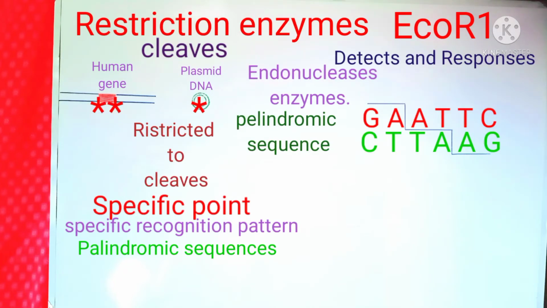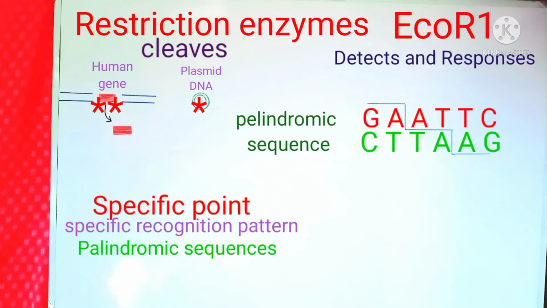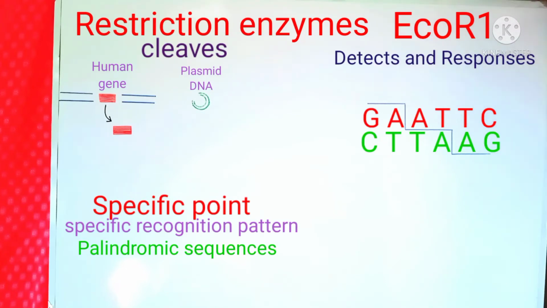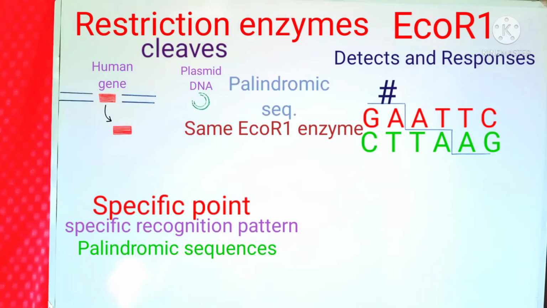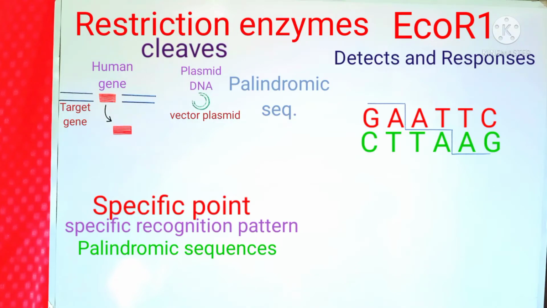Now this DNA segment that is called a human gene leaves from here. Now our target gene has been cut out. Now what do we need to do for this target gene? See, for its insertion, we need to cut out the plasmid vector and also treat it with the same EcoR1 enzyme so that we can create the palindromic sequence like this. Here it is necessary to keep in mind that the target gene and the vector plasmid need to be treated with the same EcoR1 enzyme so that the creation of the palindromic sequence is possible.